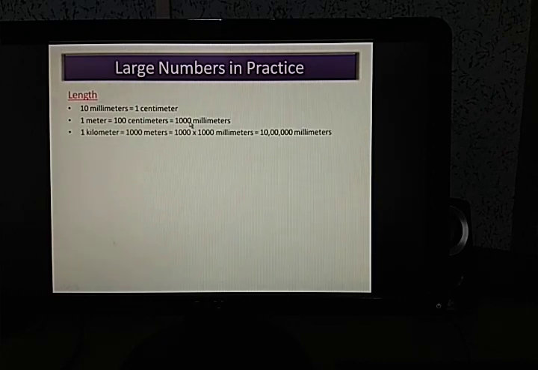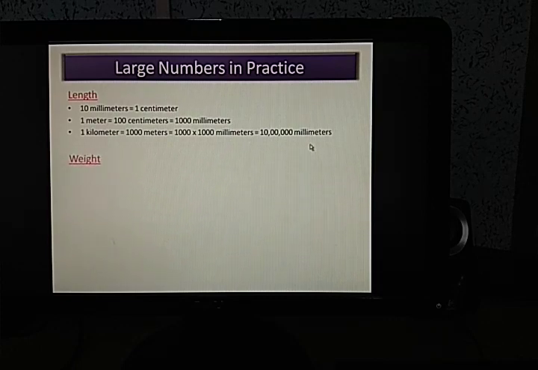Now moving on to the next, kilometer. 1 kilometer is equal to 1000 meter. Now if you have to convert to millimeter, you might be thinking, why have I not converted to centimeter? We can also convert to centimeter, but I have converted to the lowest, that is the millimeter. We know 1 meter equals 1000 millimeter, and 1 kilometer equals 1000 meters. So if you have to convert to millimeter, you have to multiply by 1000. So this is the conversion.